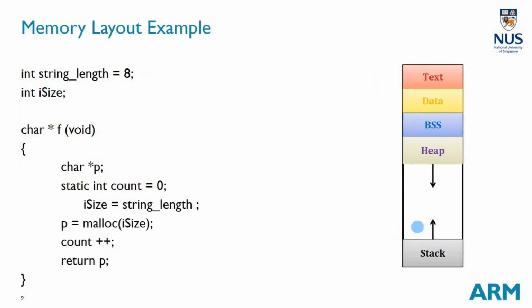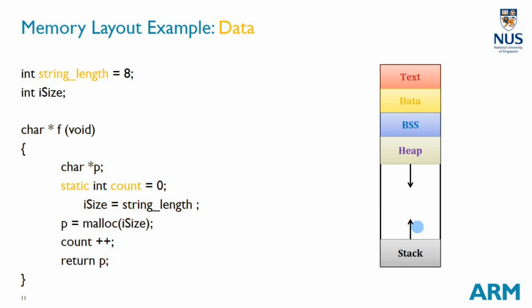This is another example, where we are looking at the different ways in which a code will be allocated to the various segments of the memory. The first thing is of course the entire code. The code here, this function char f, is the text, so that will be stored in the text segment of the memory space.